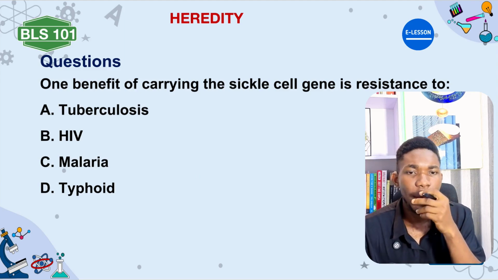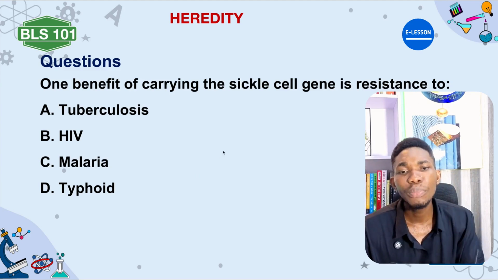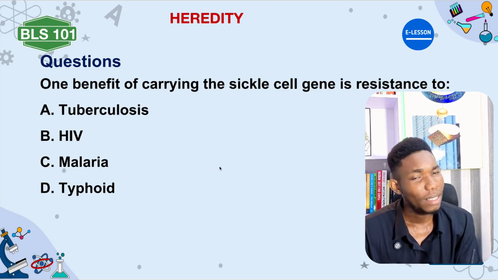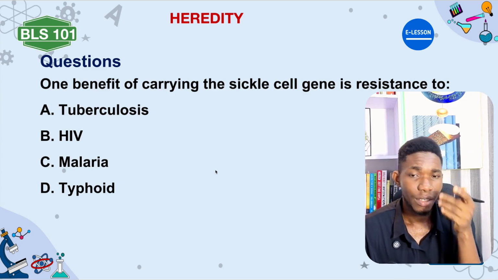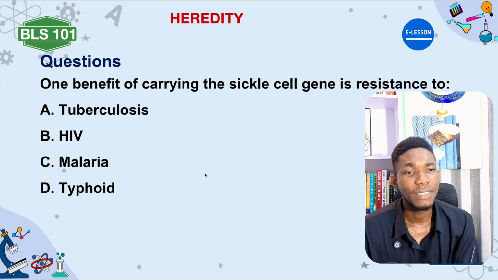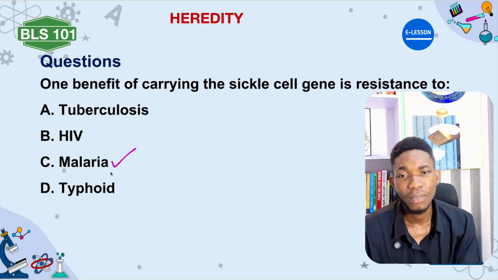One benefit of, I didn't actually talk about this. See, people that have sickle cell trait, AS, are not the ones who get sick from malaria. Their body is resistant to malaria. The mechanism or the pathophysiology of that is something that you are going to learn later. Are you getting it now? So one benefit of carrying the sickle cell gene is resistance to what? Malaria. People that have the sickle cell gene are resistant to malaria. Not tuberculosis, not HIV, not typhoid. They are resistant to malaria. So you answer the other ones.